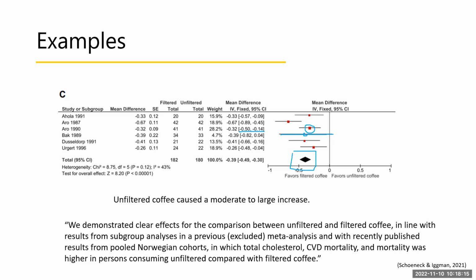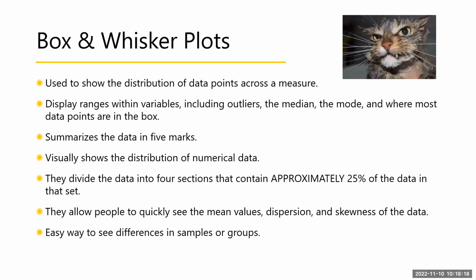All right. So now we have box and whisker plots. And that's kind of how they make me feel sometimes. And these are much simpler. They're just used to show the distribution of data points across a measure. So we're just going to be displaying the ranges between variables. We're going to have the outliers marked on them, the median, where the most data points are in the box. And it's going to summarize the data in 5 marks. And it just shows a distribution.